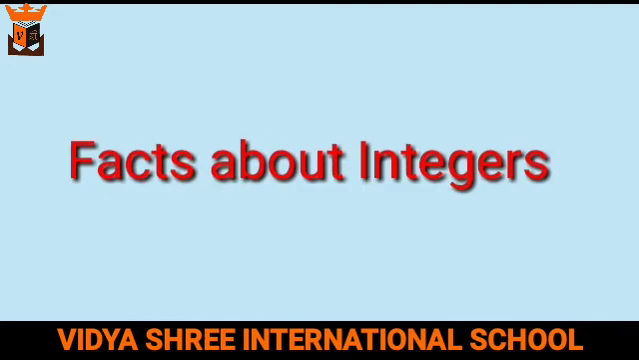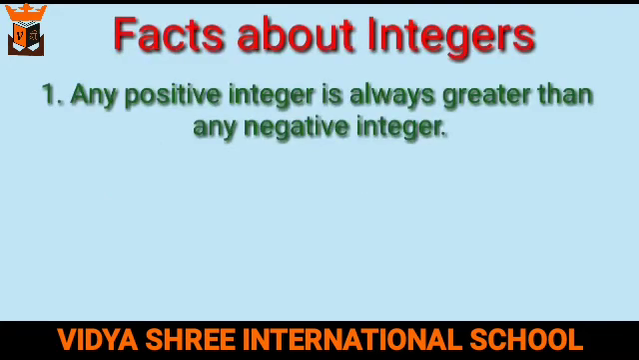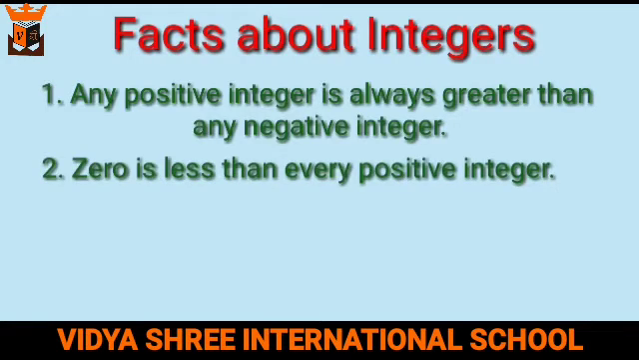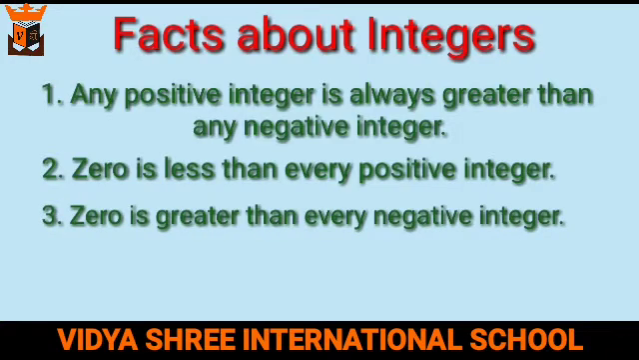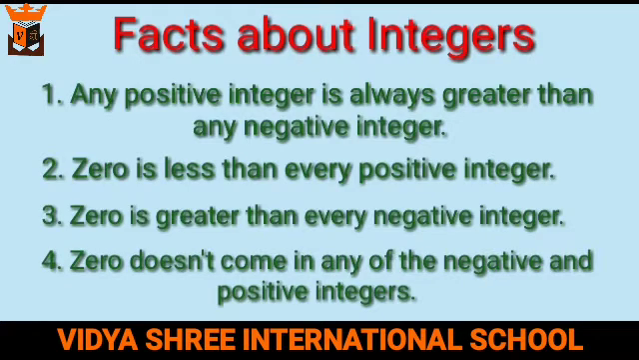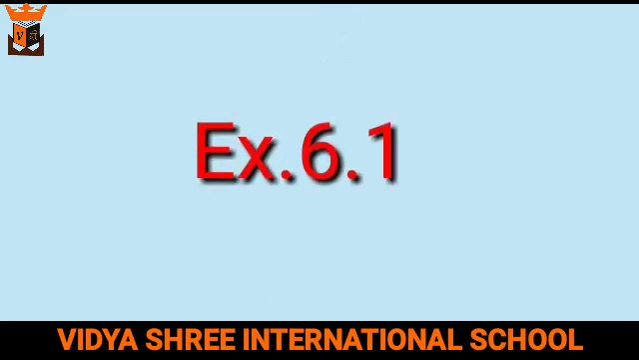Facts about integers. Any positive integer is always greater than any negative integer. 0 is less than every positive integer and 0 is greater than every negative integer. 0 does not come in any of the negative and the positive integer. Now let us try to do the questions of exercise 6.1.